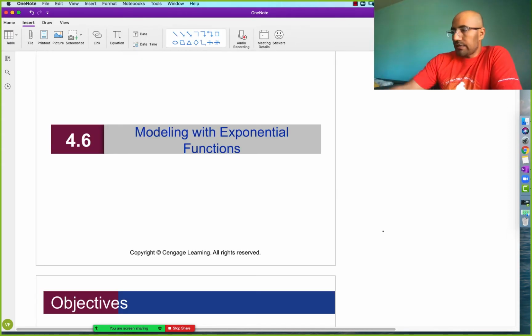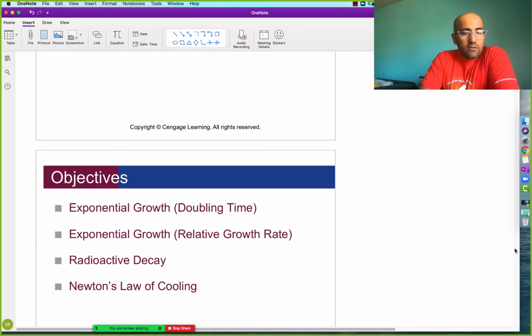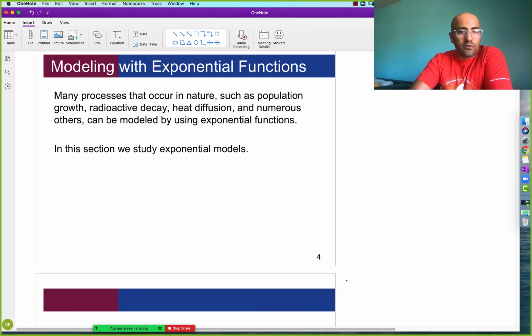We'll come back with 4.6. So we'll do some modeling with exponential and logarithmic equations, modeling with exponential functions. Our objectives are to look at exponential growth, doubling time, which is a popular way of looking at exponential equations, exponential growth with relative growth rates, radioactive decay, and I didn't assign any questions involving Newton's law of cooling, so we probably won't cover it. It's interesting, but it's a little too dependent on a formula that we don't actually derive. So I'm not a huge fan of it, but it just kind of turns into plug and chug questions. But there's a couple of interesting types of questions there if you want to look at them.